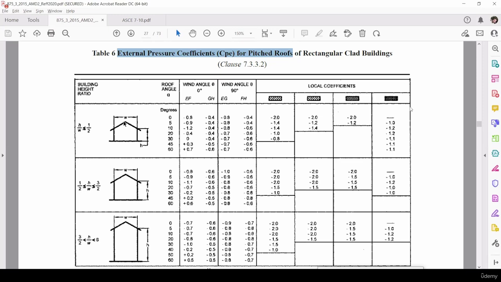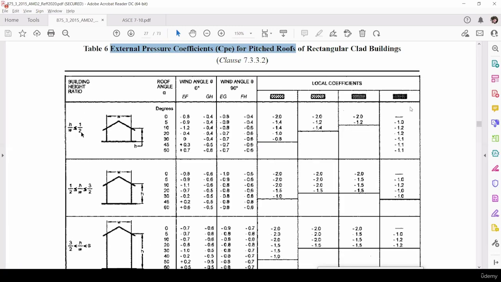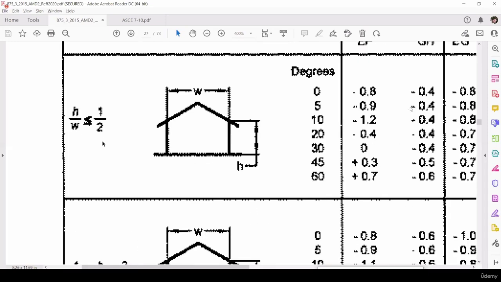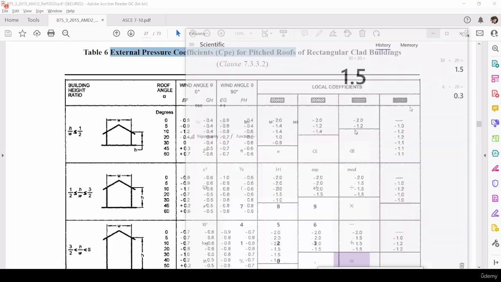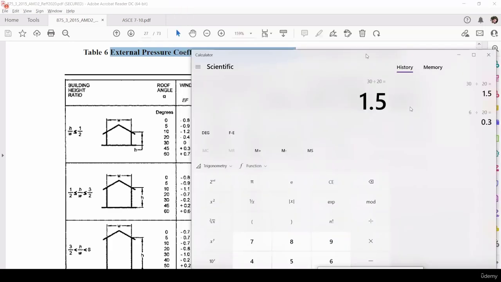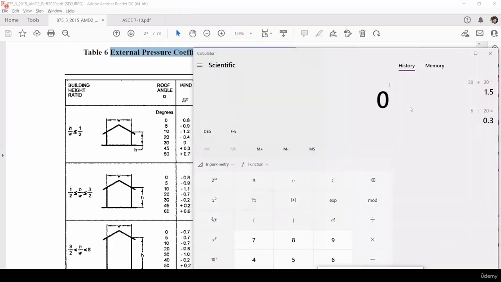Every pitched roof will be with some angle. So what is that angle? We'll see. First of all, let us categorize. Let's go to the category. H by W, we have to take the H by W ratio, nothing but height to width. What is the height in our example? That is 6 meters, divided by the width in our example, 20.